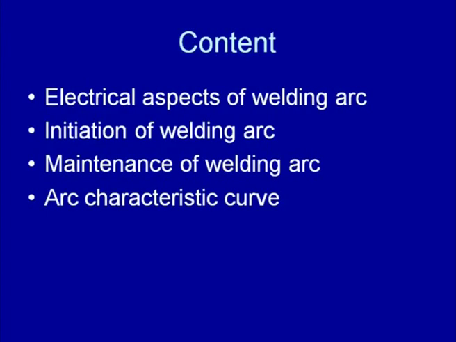So, as far as content is concerned in this presentation, we will be looking into the electrical aspects of the welding arc, initiation of the welding arc and the methods which are used for initiating the welding arc, and the important conditions which are necessary to maintain the welding arc, and then arc characteristics, which is basically about the relationship between the arc voltage and the welding current, and when the arc length is changed, how the relationship between the arc voltage and the welding current changes, and what is its effect on the heat generation and the performance of a particular welding process as far as development of a sound weld joint is concerned.